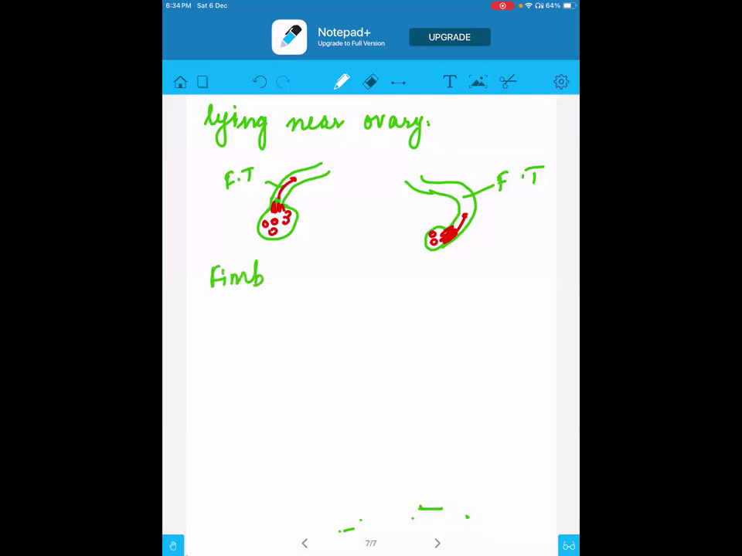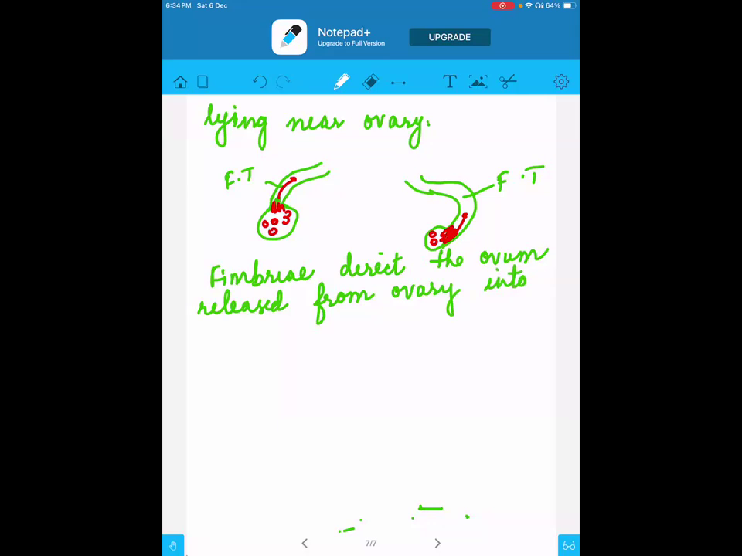So fimbriae direct the ovum released from the ovary into the fallopian tube. They guide the eggs, telling them when they have to move. That movement becomes easy because of the fimbriae. If fimbriae are not there, then it becomes difficult for the eggs to move out of their place.